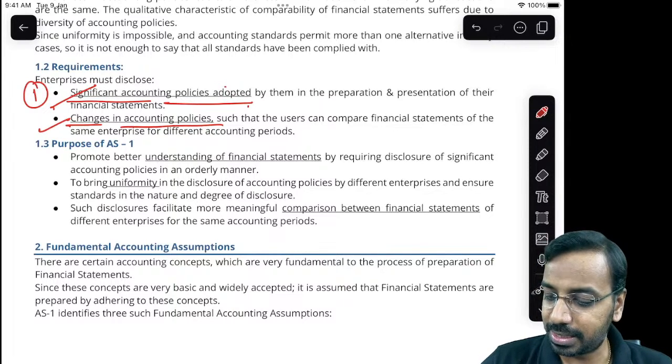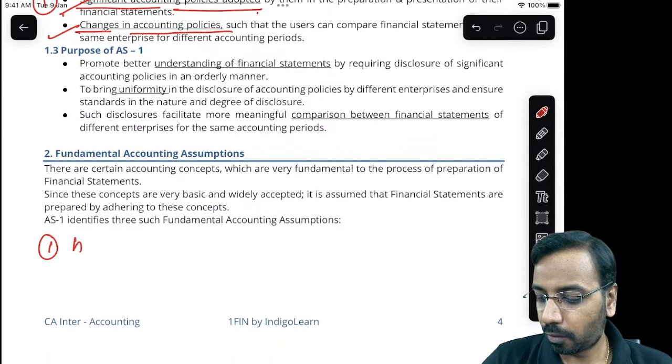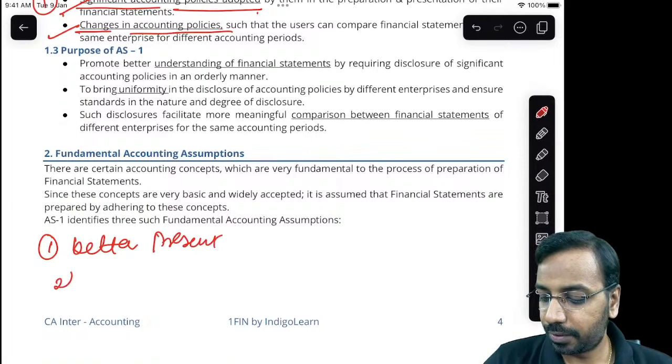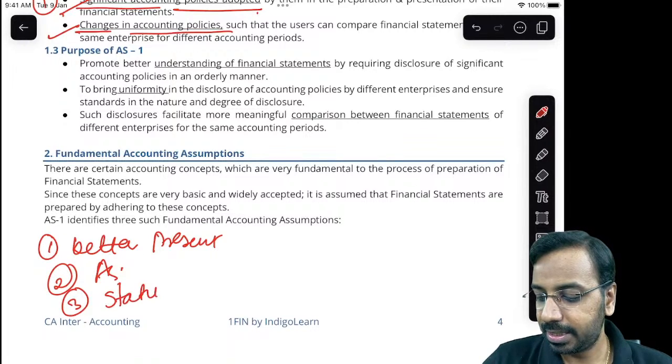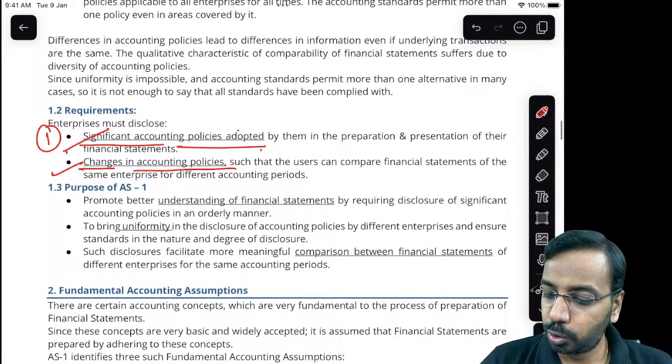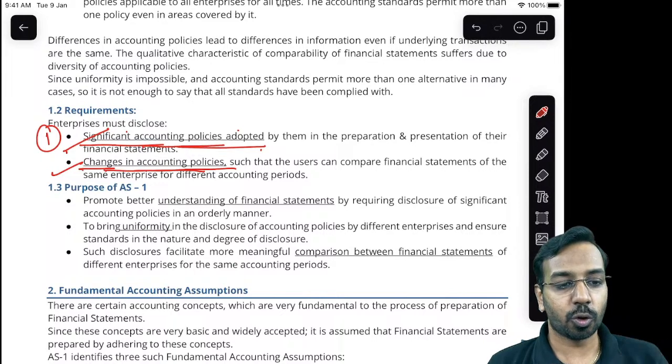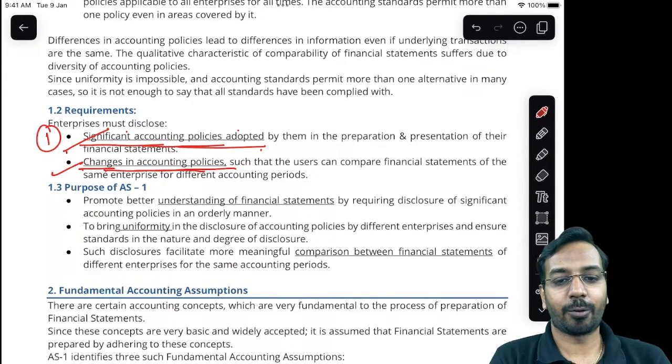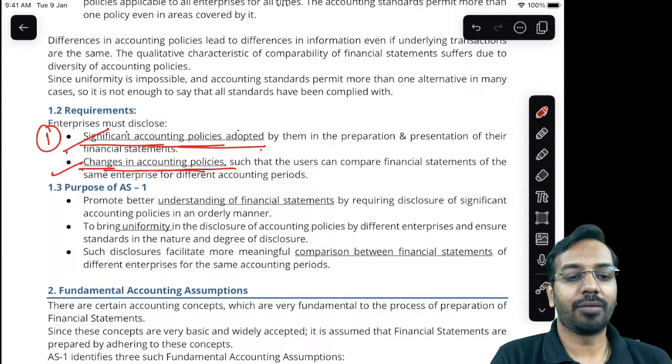Changes in accounting policies are done, number 1, for better presentation, or if it is required by any other AS, or if it is required by any statute, right? So you should disclose significant accounting policies and changes in accounting policies so that users know what is the accounting policy adopted by an enterprise while accounting for different transactions.